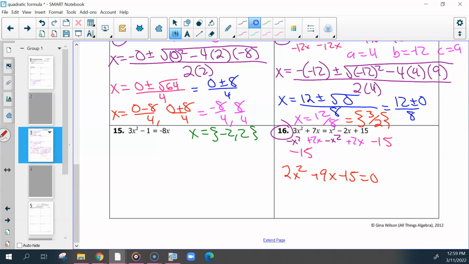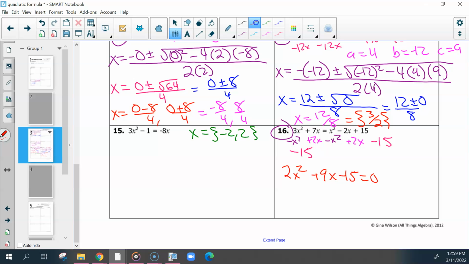Do you have any questions on any of these? Overall, how did we feel about quadratic formula in general? Thumbs up for good, sideways for okay, down for not so good. Okay. It does take some practice, so you guys will have to practice this in order to get better at it.